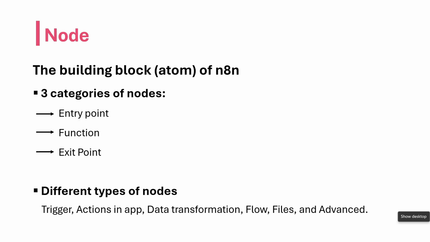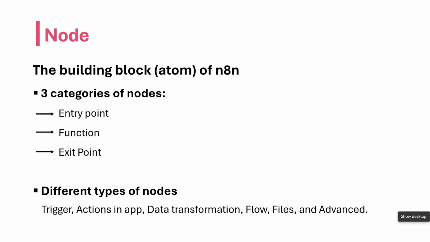Then comes function node. This handles the logic or transformation part. For example, a set node or a function node can format your data, it can add new fields, or it can apply certain filters or conditions. It's like the chef in your automation kitchen. It will take raw ingredients, that is your data, it will take it to the kitchen, that is your application, and then it will prepare the insights for you and serve it to you.